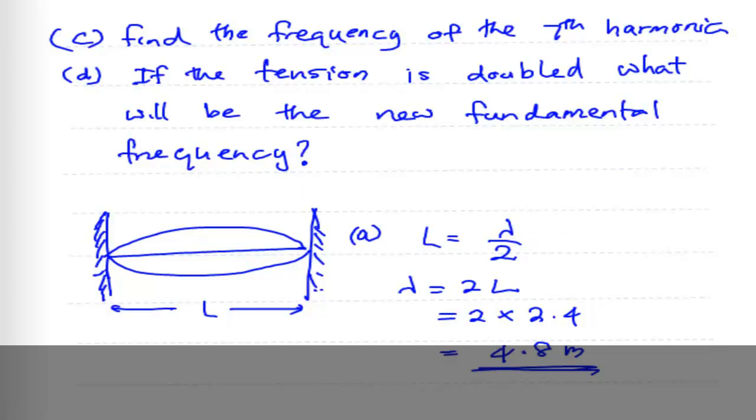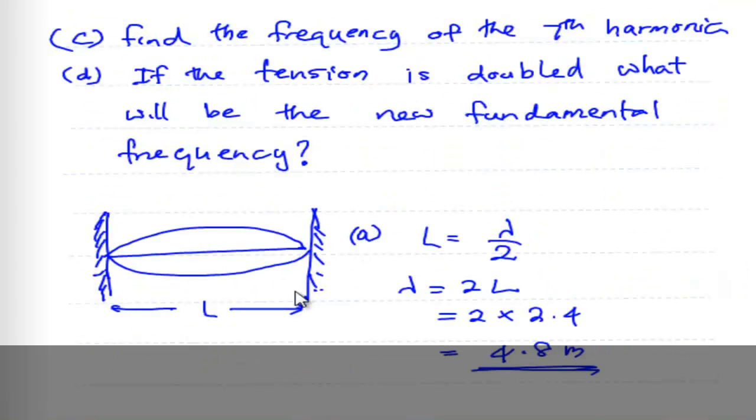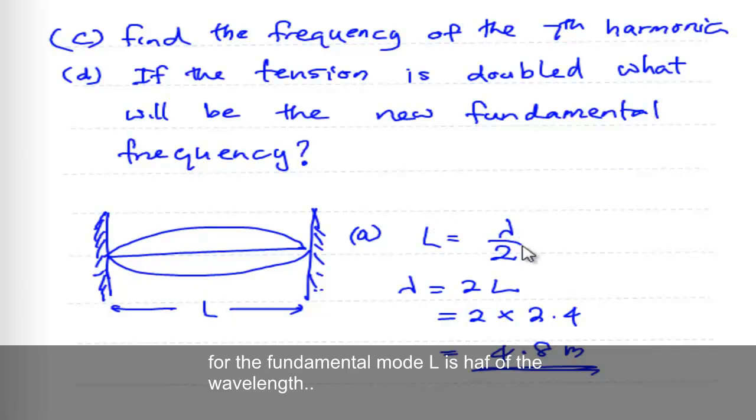To answer the first question, find the wavelength of the fundamental mode. Since the string is clamped at both ends, this is the diagram for the fundamental mode. We know that this is 1/2 of a wavelength. So the length is 1/2 of lambda. So lambda is 2 times L, it's 2 times 2.4, which is equal to 4.8. I didn't use the formula for lambda n. You can use that too. In that formula, n equals 1, and that will give you the same value.